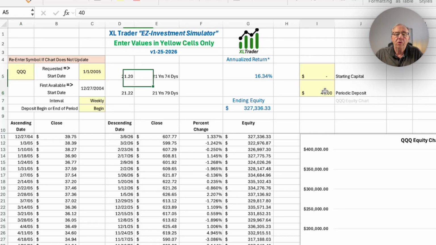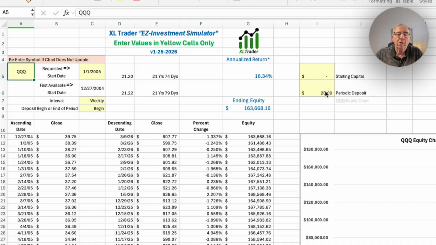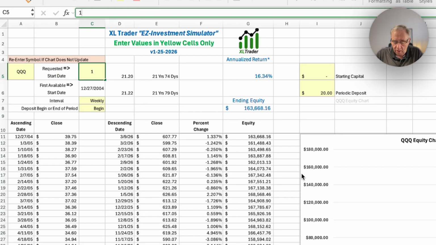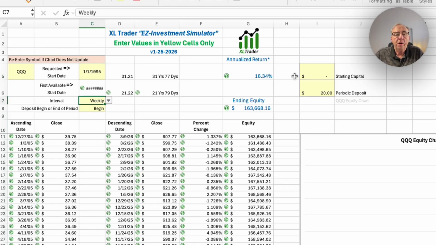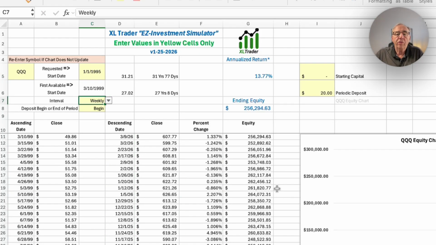The other thing that we can do is let's set this back to 20. So again, we're over $160,000. So if you had started 20 years ago at $20 a week, you'd be sitting on $160,000 right now. Let's extend that period of time. Instead of 20 years, let's go back 30 years. So let's make this 1/1/1995 close, just a little over 30 years. And you'd be sitting on $250,000 at $20 a week.